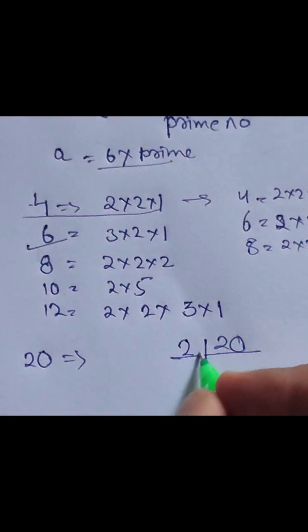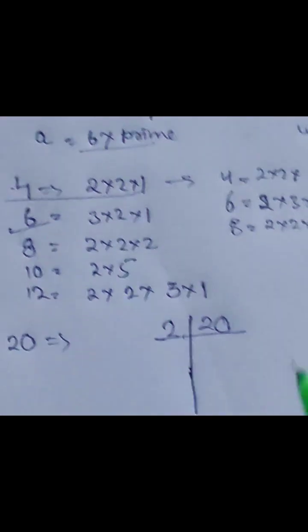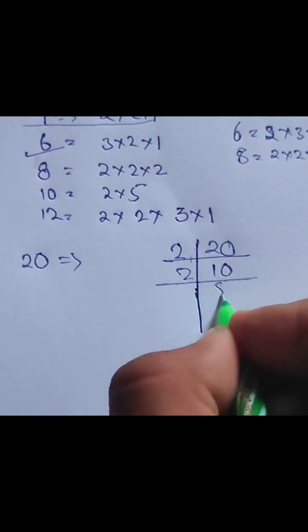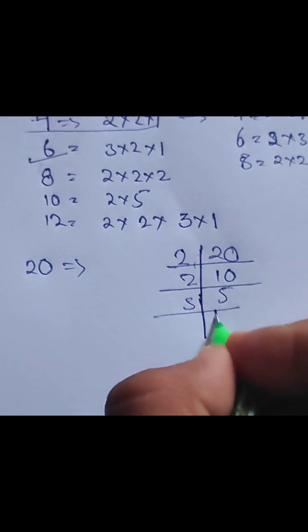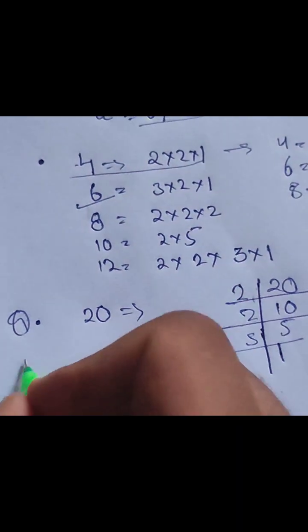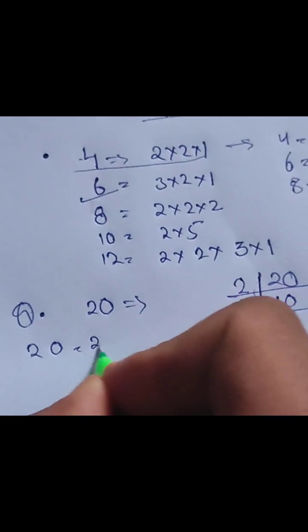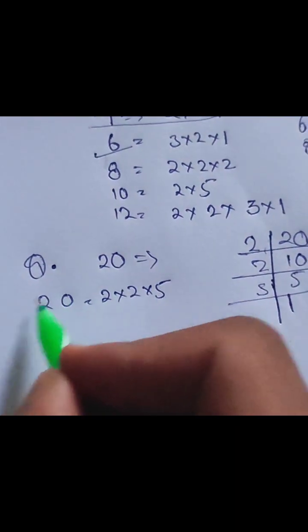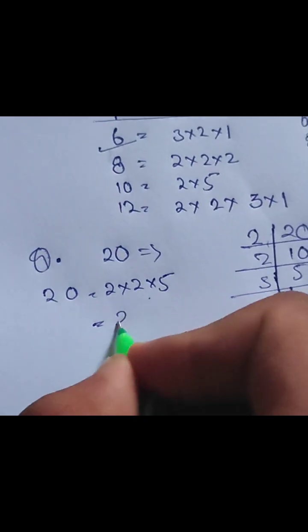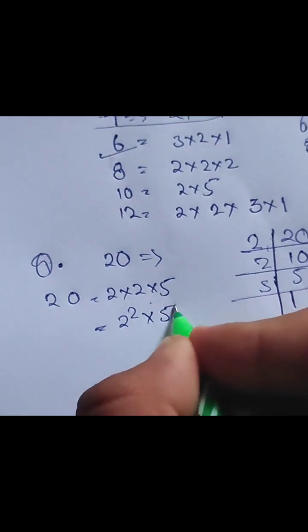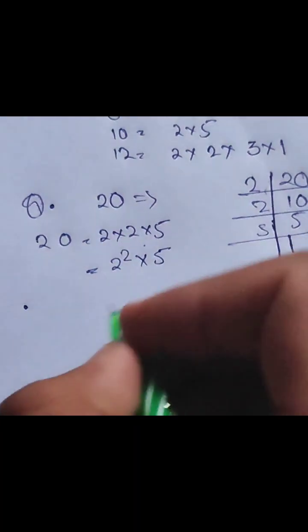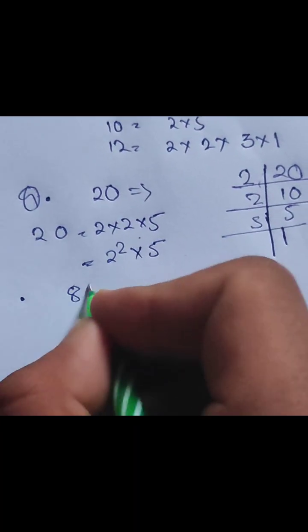Okay, so 2 tens are 20, again 2 fives are 10 and 5 into 1. So all the factors of 20 are 2 into 2 into 5. So you see that the combination is always one, and we always write it as 2 to the power 2 into 5. Similarly, the next example is a 2-digit number, let's say 80.